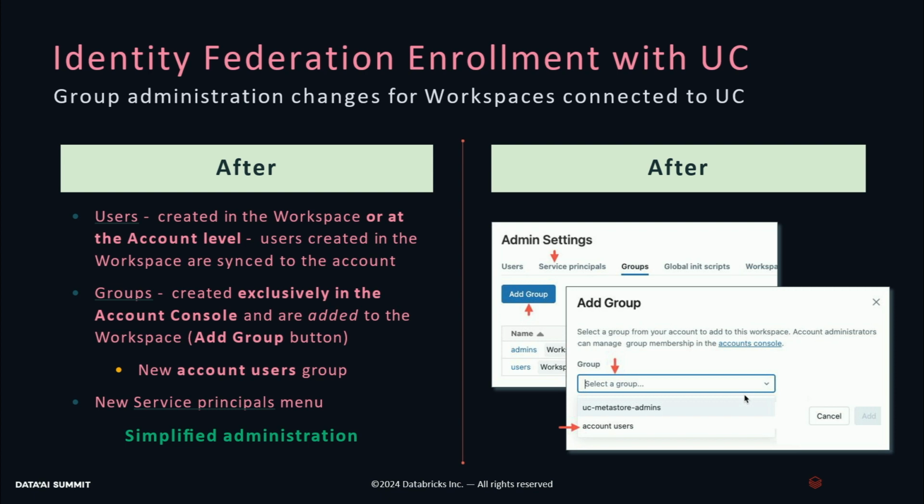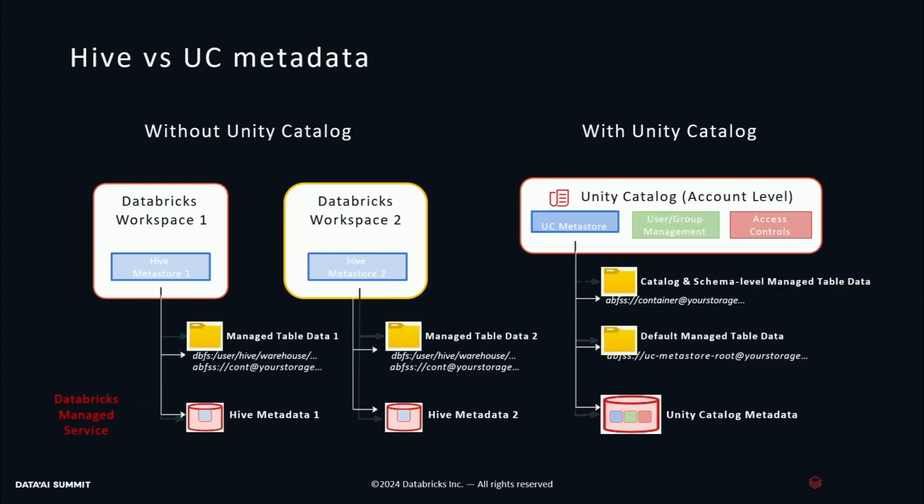So we just add them once at the account level, and then these identities get synced to the workspace in real time. So that's how the centralized user management was achieved. Next is your centralized data asset management, right? So here again, if you see, before Unity Catalog, each team's workspace had a dedicated Hive metastore, and sharing data assets across these workspaces was not at all a straightforward thing.